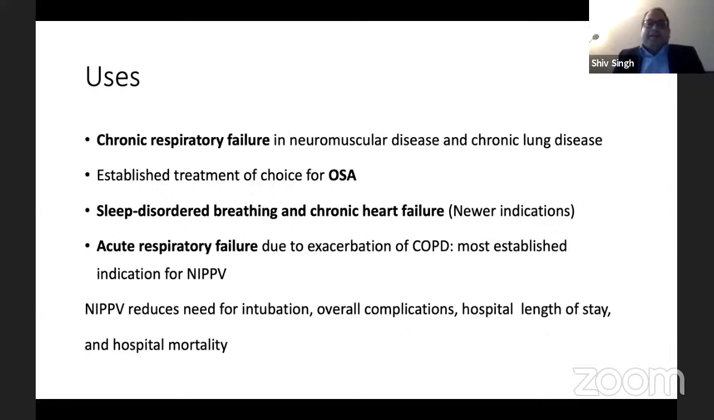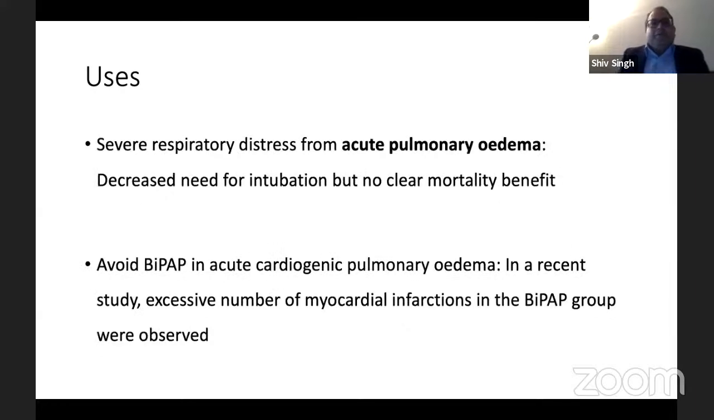Acute respiratory failure in patients with exacerbation of COPD is another more established indication for non-invasive ventilation. It has been seen that non-invasive ventilation reduces the need for intubation, reduces overall complications, hospital length of stay, and hospital mortality. So it's a good mode.